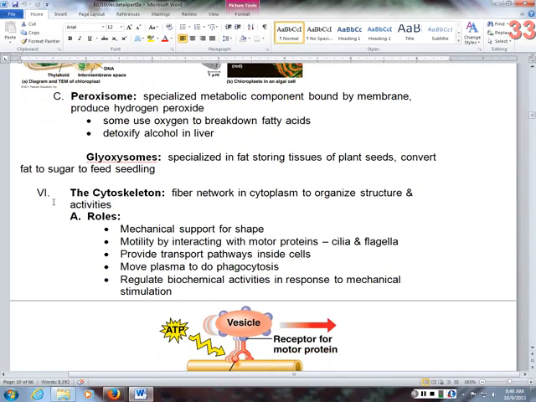Another type we have are the peroxisomes. These are going to help produce hydrogen peroxide. Some of it can be used to have oxygen for breaking down fatty acids. When you break down fatty acids, they have to be oxidized, and so it means you have to have oxygen to do that. It also helps to detoxify alcohol in the liver. What else might a cell use it for? What would you use hydrogen peroxide for? To clean. So what you're hoping to do is kill bacteria with it.